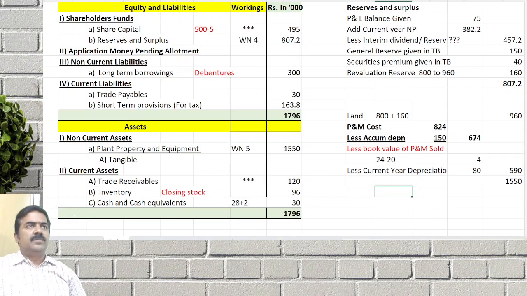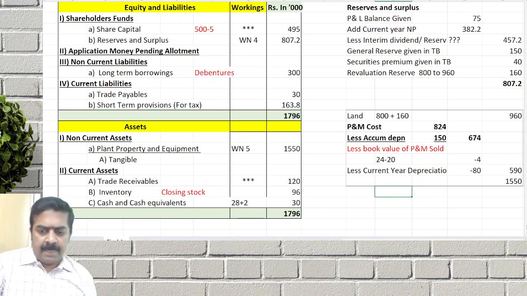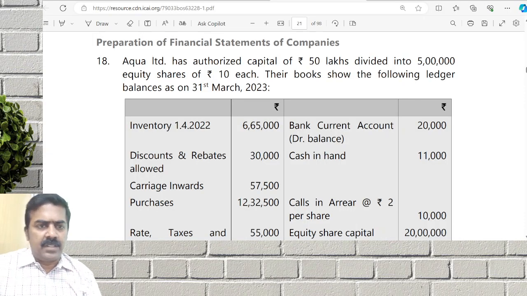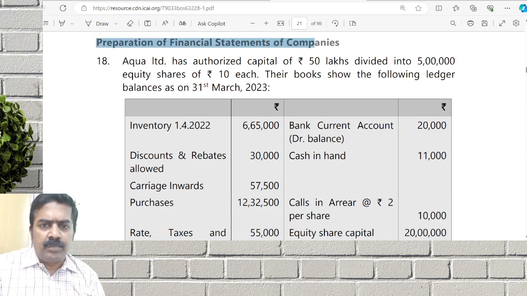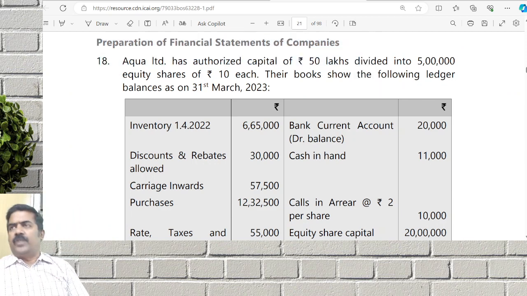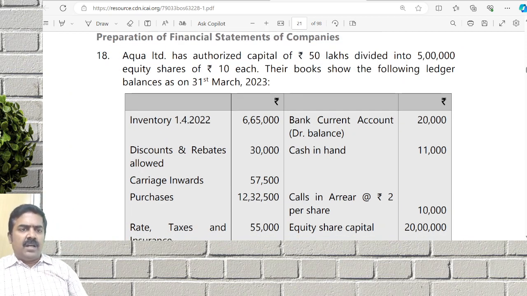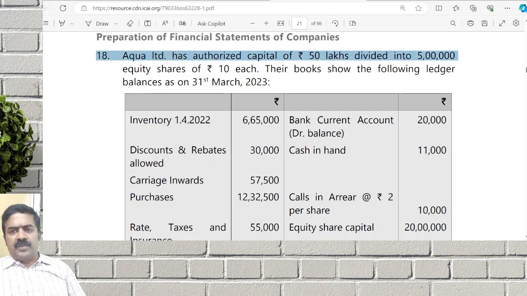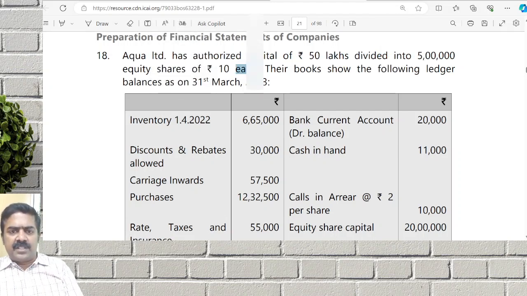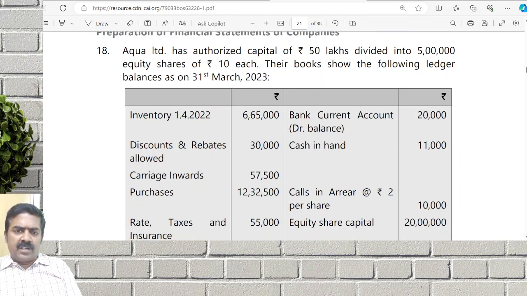Complete printing level. This is RTP. Preparation of which one? Financial statement of companies. Aqua Limited has authorized capital of 50 lakhs divided into 5 lakh equity shares of 10 each. Book values are given to us.